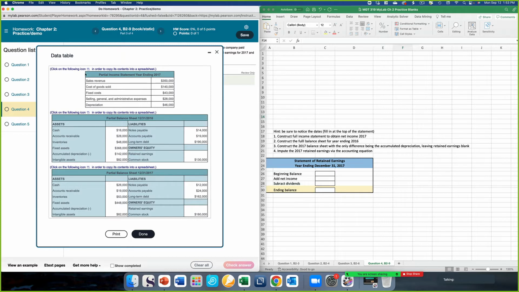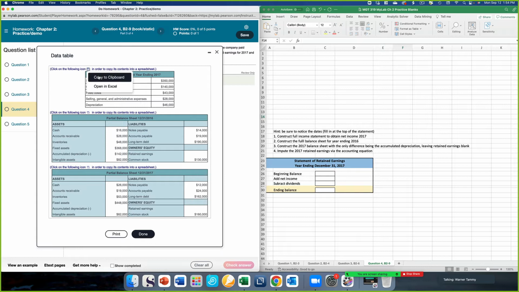Okay. So the first thing we have to do is copy all three of these tables over. And I also want to note before we get started that I've given you instructions on how to do this because it's a little complicated. The first thing we want to do is construct a full income statement, and then construct full balance sheets for both of those years. And once you have all that, then you can do the retained earnings statement.